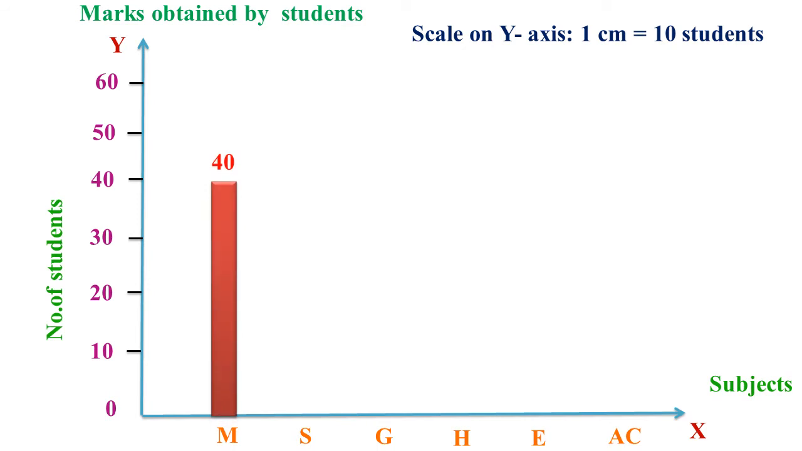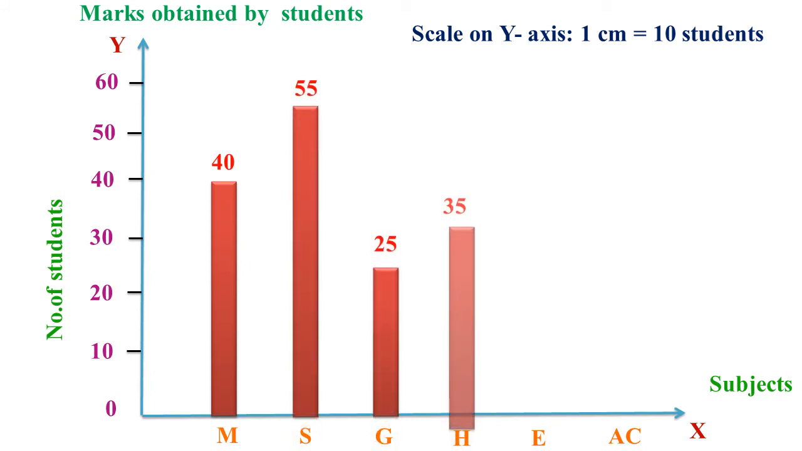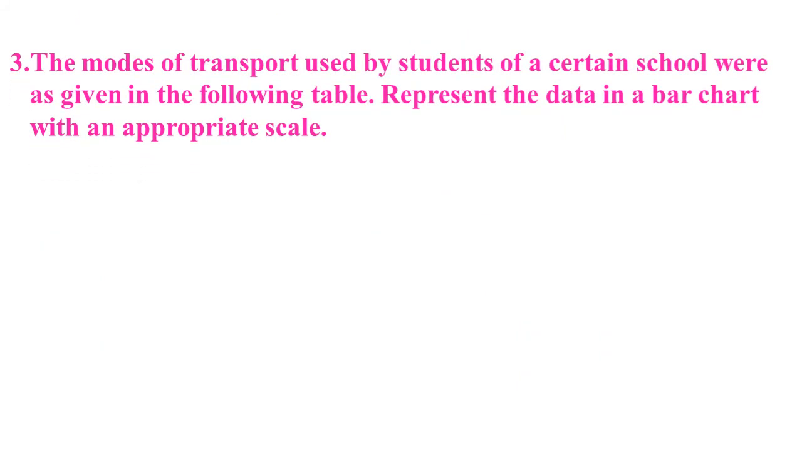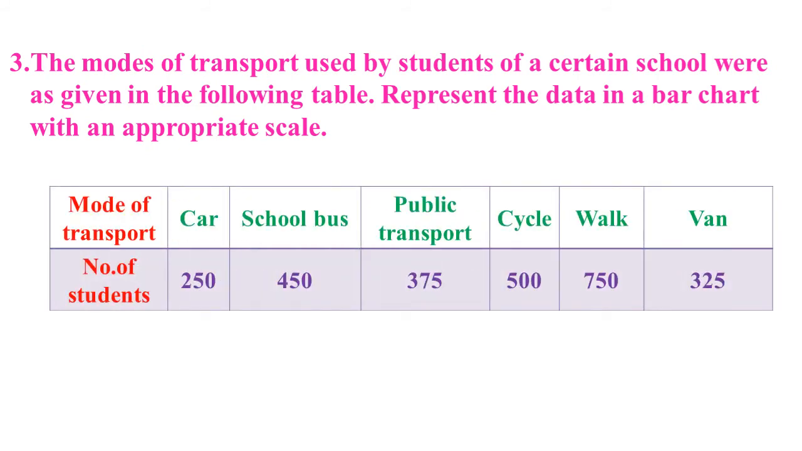Now draw a bar graph with equal distance according to the data. Maths 40, science 55, geography 25, history 35, English 50, art and craft 60. Look, we have drawn the bar graph. Third one: the modes of transport used by students of a certain school are given in the following table. Represent the data in a bar chart with an appropriate scale.